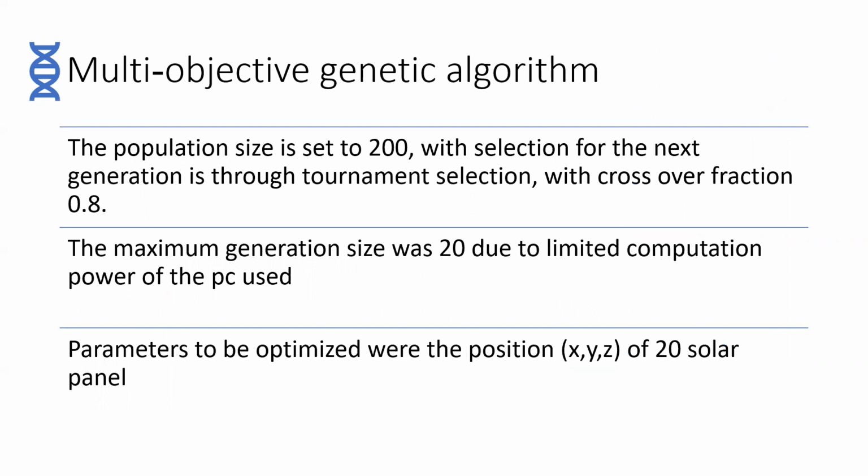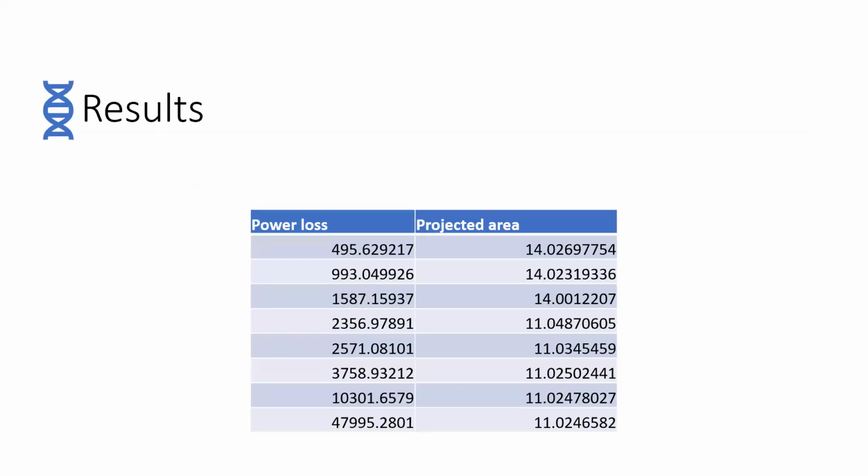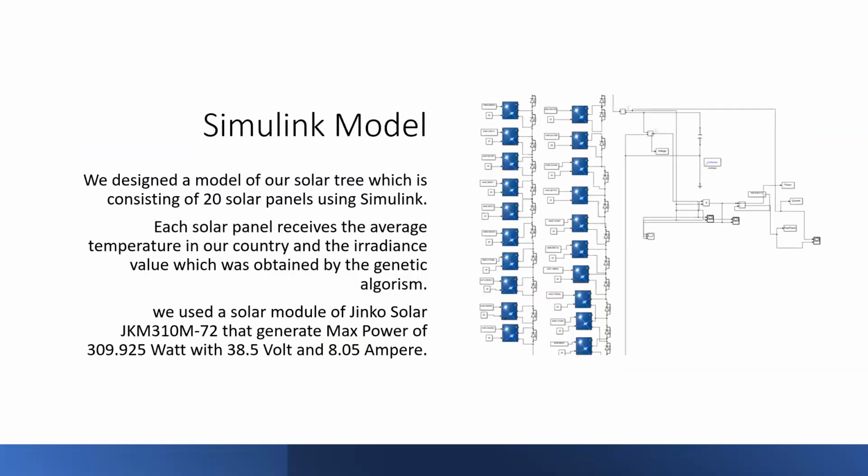For the genetic algorithm, the population size is set to 200, and the maximum generation size was 20 because of the limited computation power. At the end, we obtain the best 20 positions, which give us the minimum shadow loss and the minimum projected area. Here is our code, and this table shows the best results. We choose the first row as our best one, which gives us a minimum power loss with a good projected area.